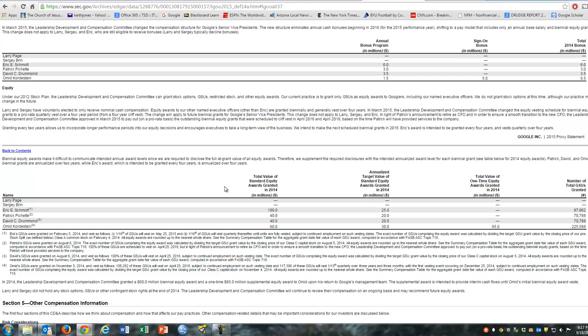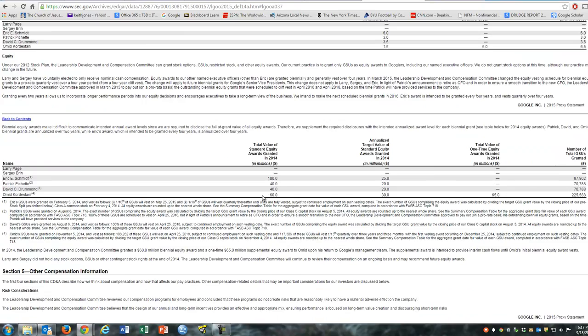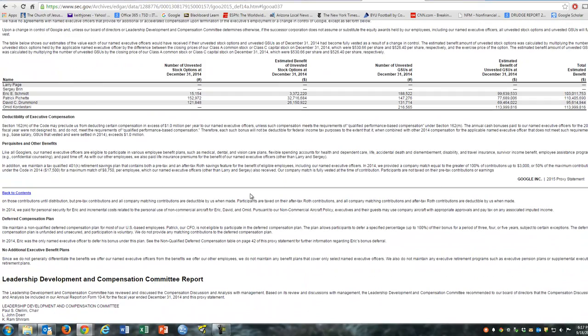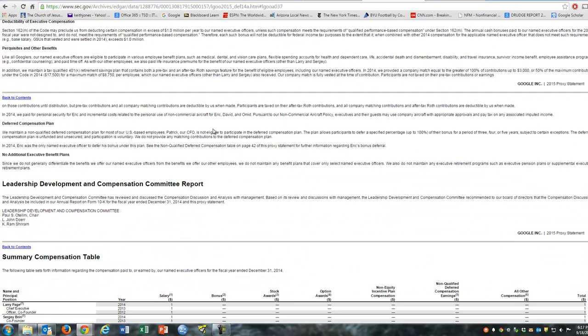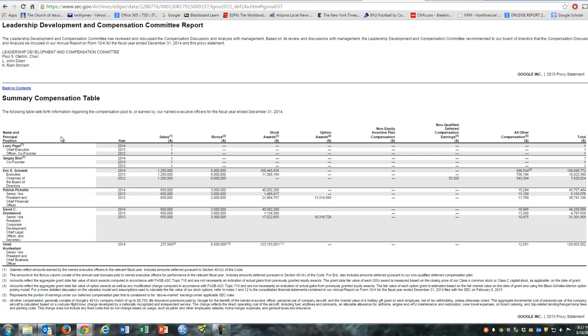So here's a list, for example, of stock awards that were granted, but we want to go down and find the total information about options. Here's the summary compensation table. So Larry Page, who's the CEO, actually took $1 in salary, and that was it for the year. So this is obviously a very unusual situation. Same with their co-founder. But they have millions and millions of shares already. So any increase in the share price increases their stock compensation.